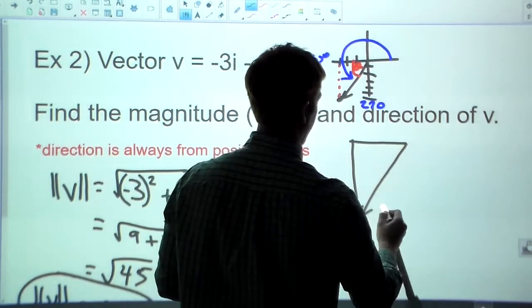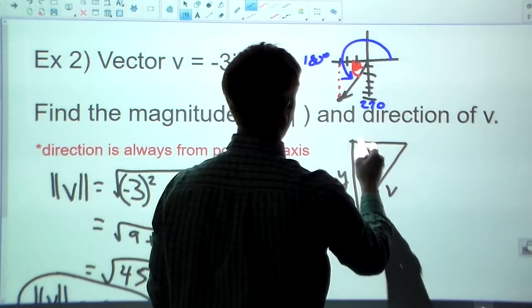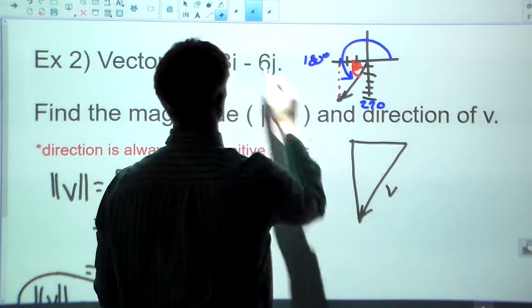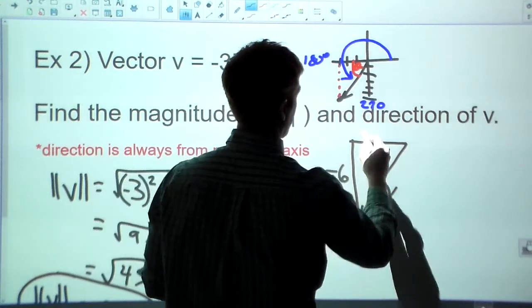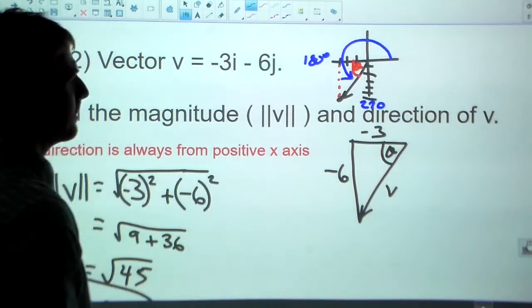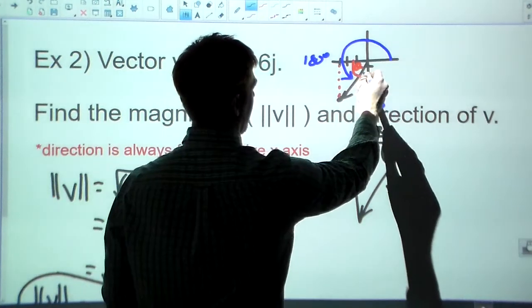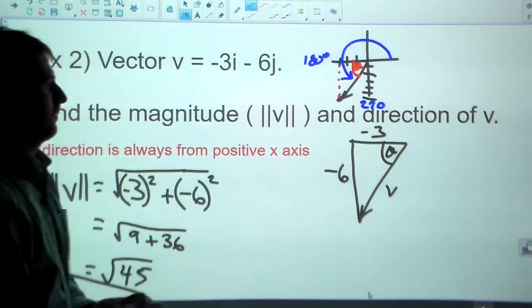So let me do a little bit bigger diagram of that. So here is vector v, and I'm going down some y amount. Well, let's put these in. We know what these are. We're going down 6. We're going left 3. This is the angle we're looking for. It is important that you get that angle in the right place. If you put it right here, it's going to really throw off your final angle.